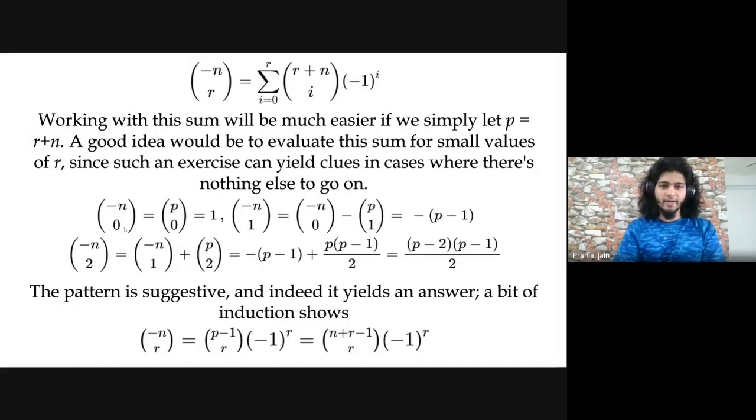So if I have r equal to 0, this is p minus 1 choose 0. This is minus p minus 1 choose 1. Then this is p minus 1 choose 2, and so on. So a bit of induction, and you can see that this formula works. And this formula which we have gotten, if you get rid of this minus 1 to the power r, also gives you the number of ways in which you can have r variables summing to a total of n.